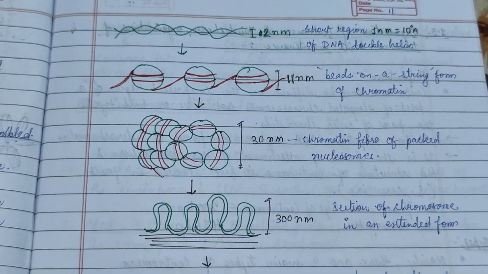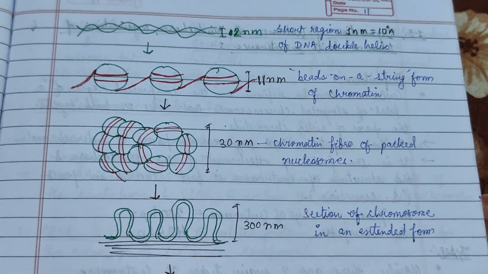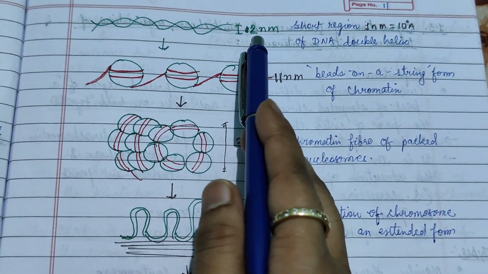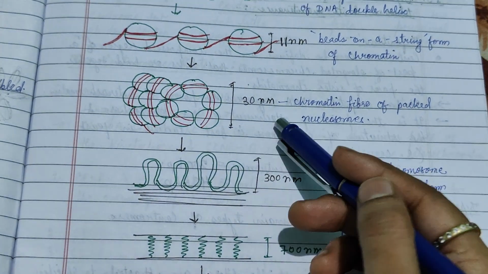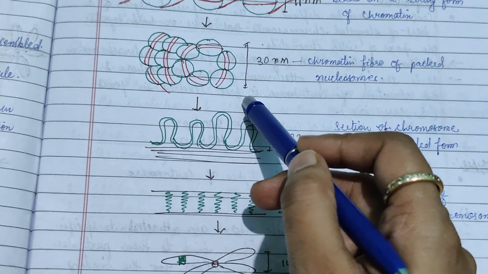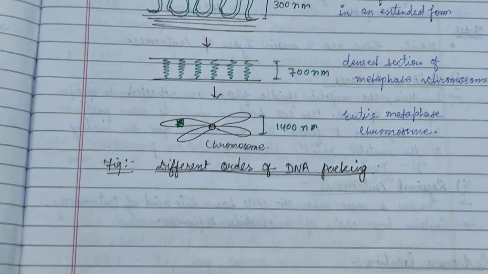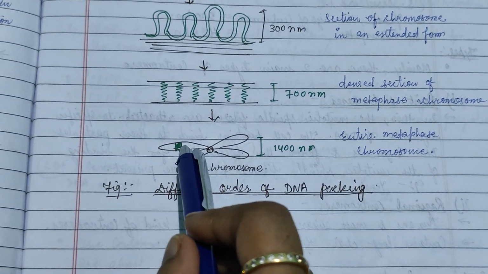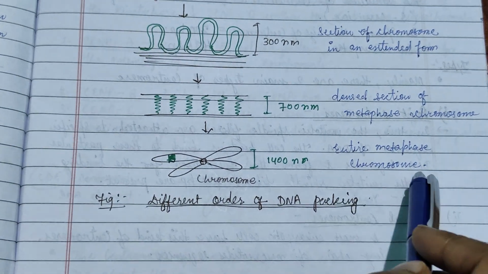The figure describes it much better. One nanometer is equal to 10 angstrom. There is the 2 nanometer width of DNA, then 11 nanometer, then 30 nanometer forming the solenoid-like structure. The loops are formed of 300 nanometer, and ultimately it forms the chromosome. And this is the area which describes the 700 nanometer dense section of the metaphase chromosome.